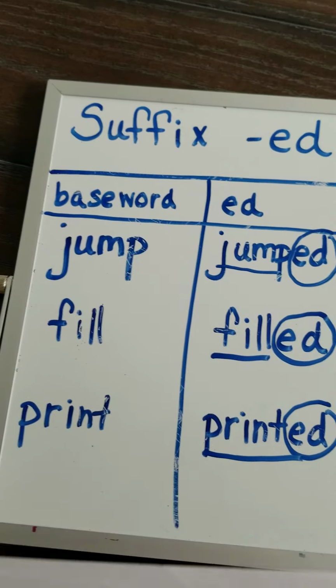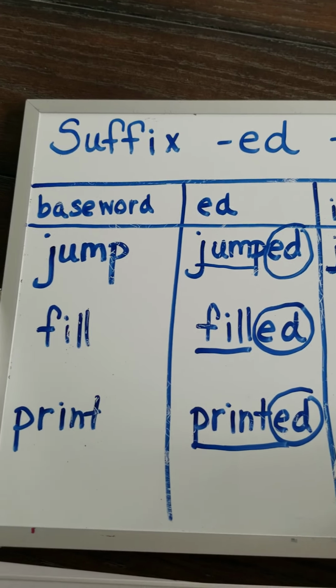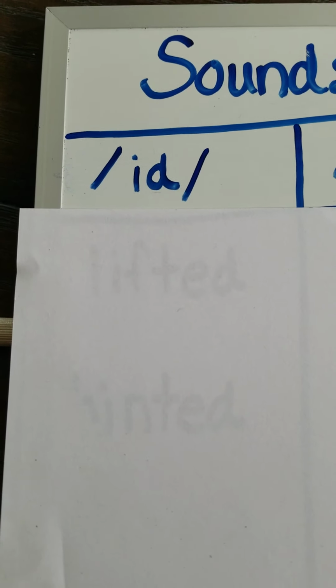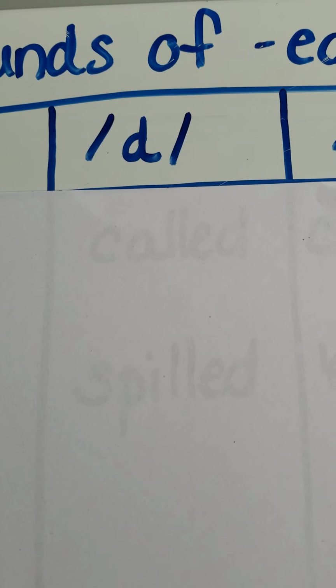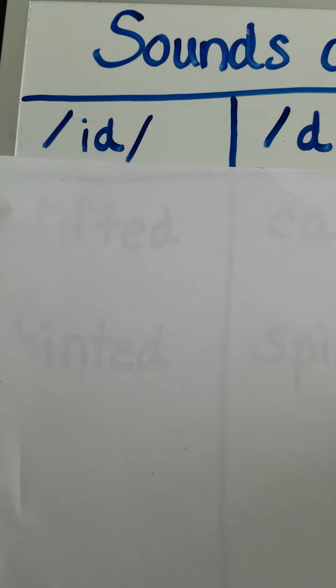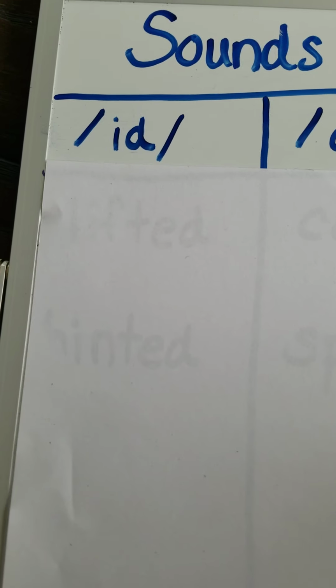The next thing I'd like to show you is that the suffix ed can have different sounds depending upon the word. So the sound of ed can sometimes sound like id. In other words, it might sound like d. And in other words, it can also sound like t. So I'm going to show you some examples of how that sounds in these different words.